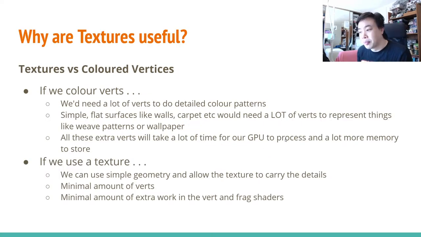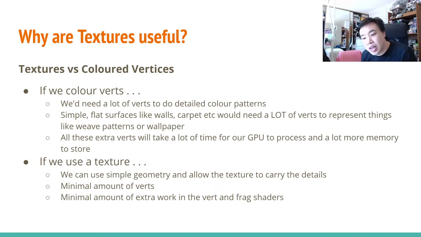What we'd end up getting there is that flat surfaces, which are otherwise quite simple, where the geometry is simple, like a wall or carpet on a floor, would end up needing a whole lot of vertices just to represent something like a wallpaper, or grass. We need all these different vertices of different colors just to show that this thing appears a different way. And all those extra verts are going to take a lot of extra time for us to process every time we render a shape. They're also going to take a whole lot more memory to store when all they were doing is representing color information.